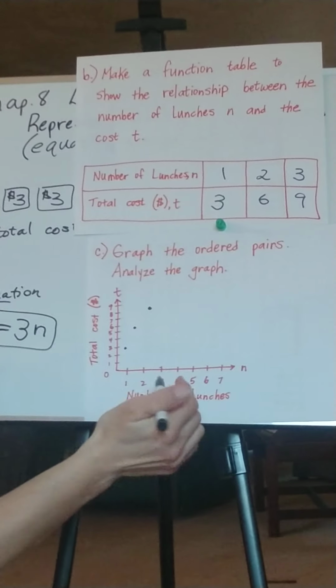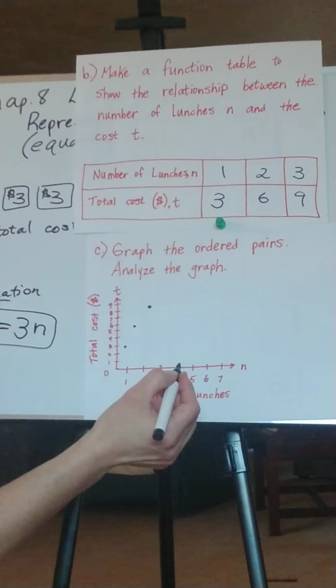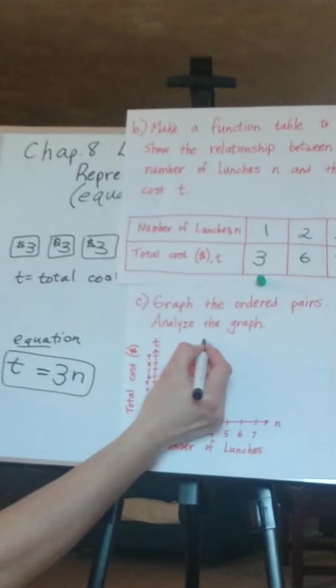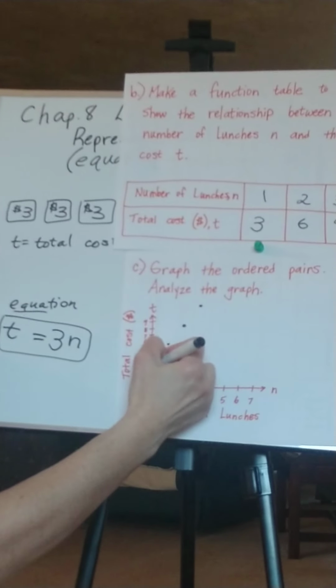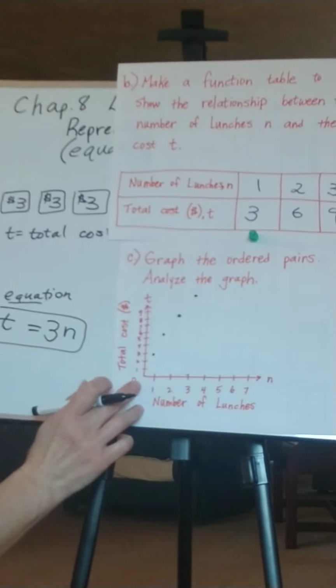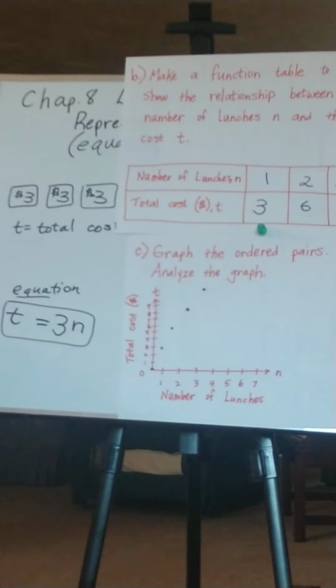And if we had 4 lunches, what would that cost be? 3, 6, 9, 12, right? So our graph would be a line. And if we had 0 lunches, of course, that cost would be 0. Okay? So that's how we graph the ordered pairs.